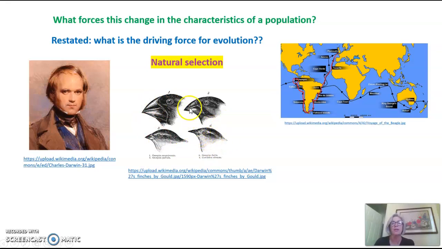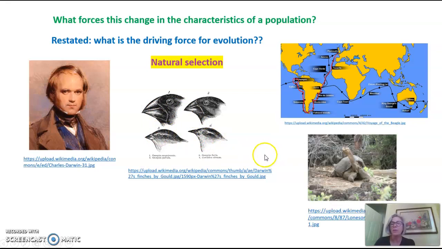And what he found was that the shape and size of the beak correlated to the food sources available on the different islands. He also did some studies on the different tortoise populations on each of the different Galapagos Islands. They all had different shell shapes and neck lengths. This is a picture of Lonesome George, who was the last member of his species on one specific Galapagos Island, and he died many years ago.